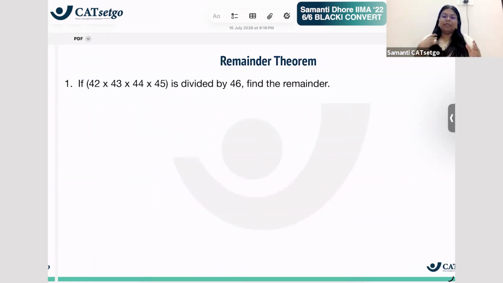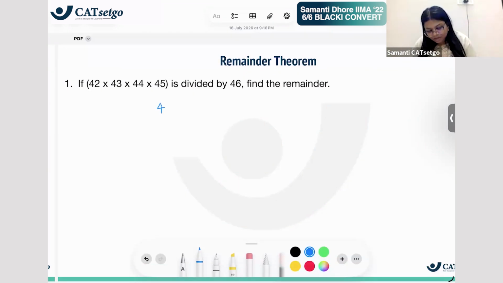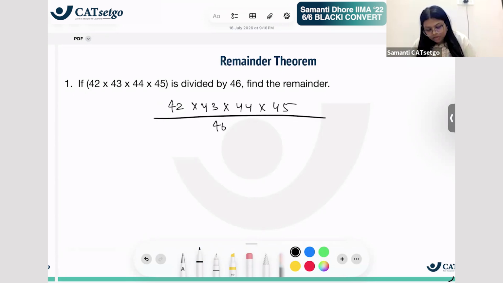What is remainder theorem? Remainder theorem helps you answer questions like this. It helps you understand when a certain number is divided by some certain other number, what is the remainder. Right? So now this is how you do it. I'll just tell you the simplest way to do it. We have 42, 43, 44, 45 divided by 46. So here, instead of multiplying, you're going to independently find out what will be the remainder when each of these numbers is divided by 46.